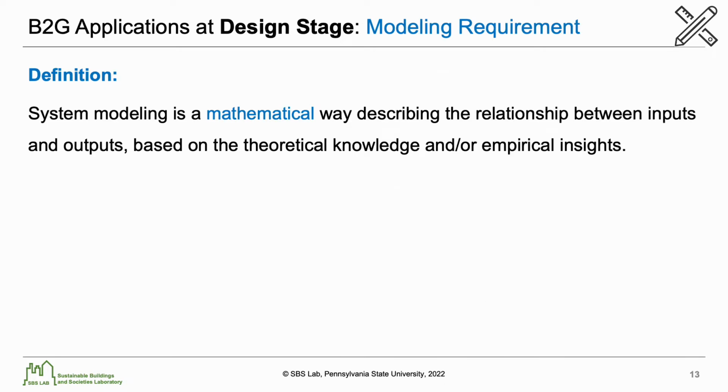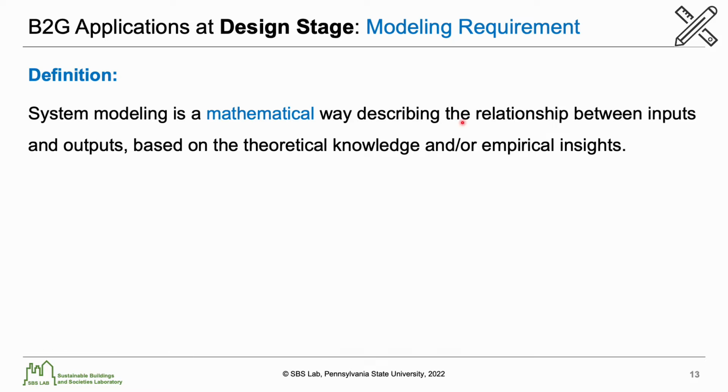Now, let's see what kind of models we need to support the application in the design stage. First, we want to introduce the definition of system modeling, which is a mathematical way of describing the relationships between inputs and outputs based on theoretical knowledge or empirical insights.